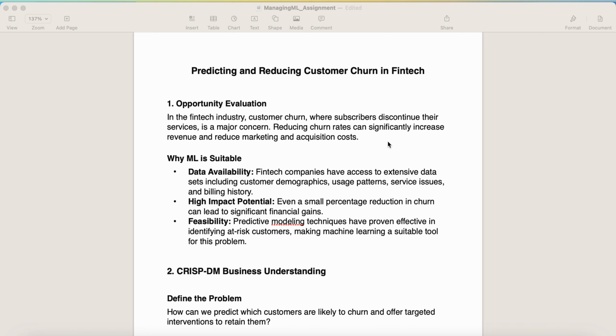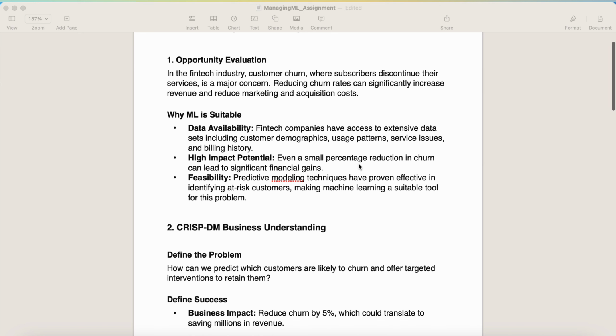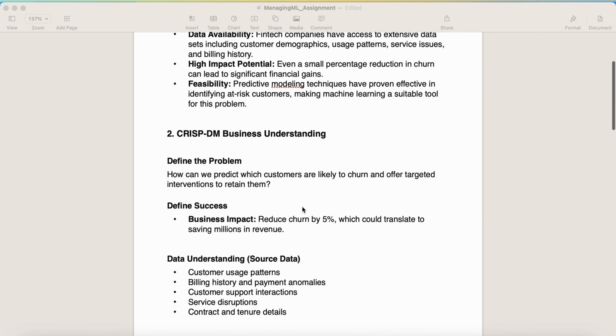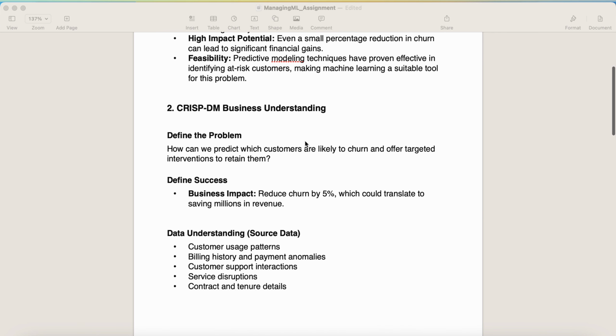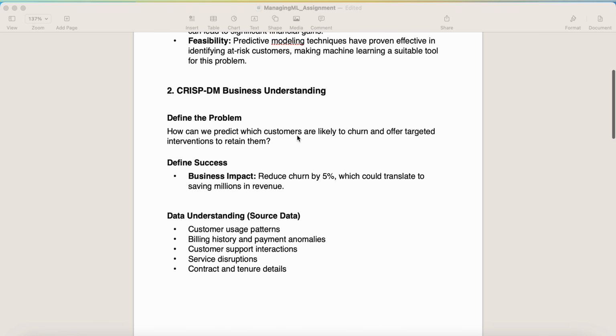As mentioned, even if we are able to reduce the churn by a small percentage, it could lead to big profits for the company. And feasibility: yes, predictive modeling techniques have proven effective in identifying at-risk customers, making machine learning a suitable tool for this problem. Moving on to the CRISP-DM business understanding.